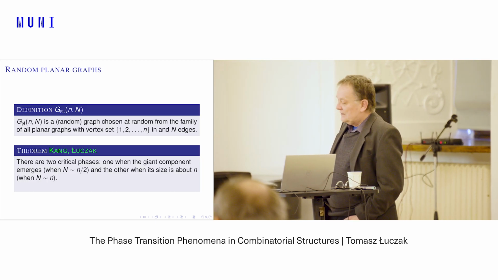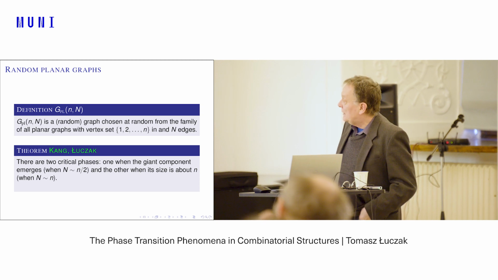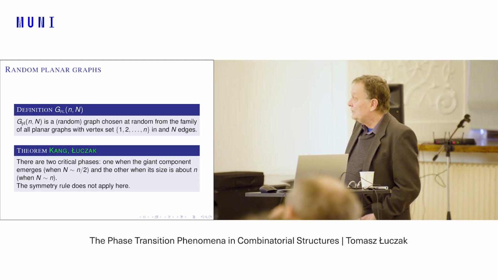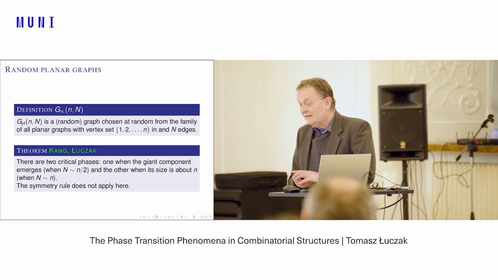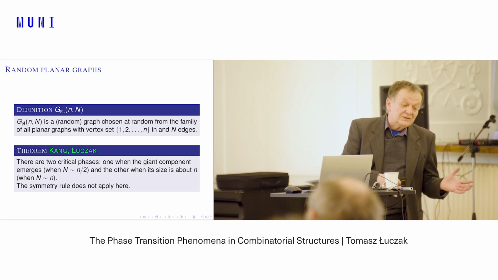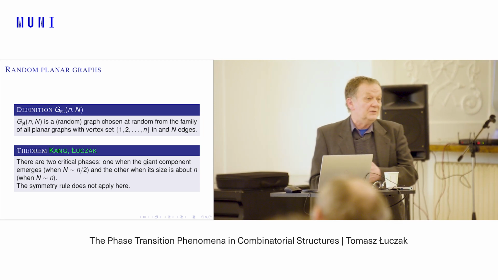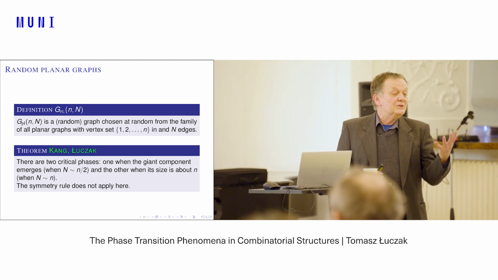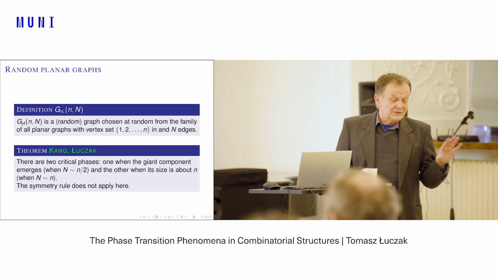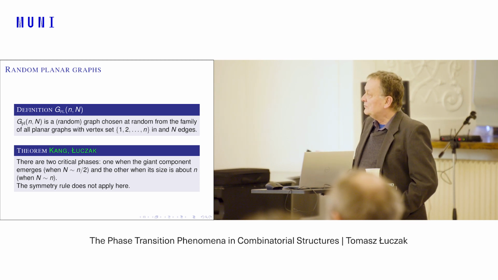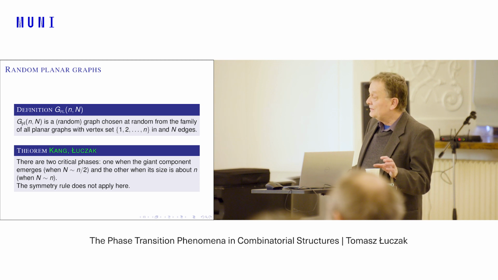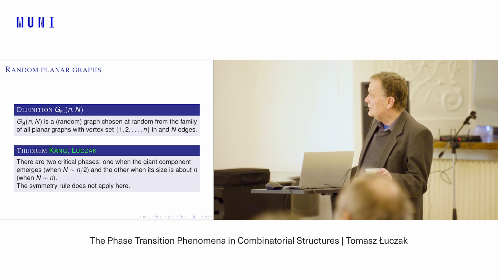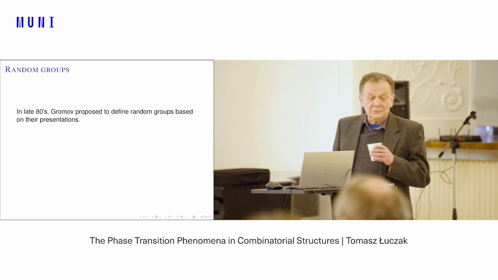Okay, so random planar graph, let me skip this part. So the random planar graph is basically like we would like to have this geometry embedded in the mean field model. So basically we just generate a graph like in mean field model, but we just discard everything which is not planar. And there are some sort of interesting phenomena here. But what I would like to do in the rest of the talk is to tell you something about random groups.